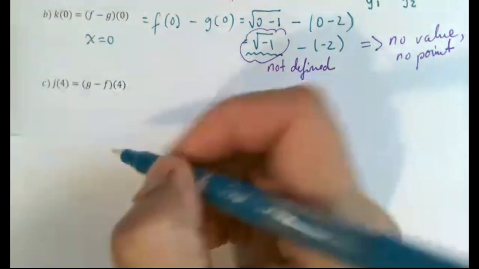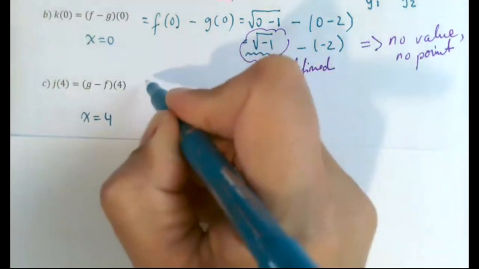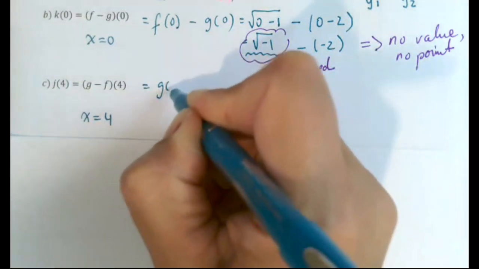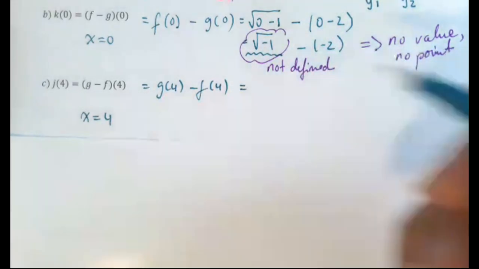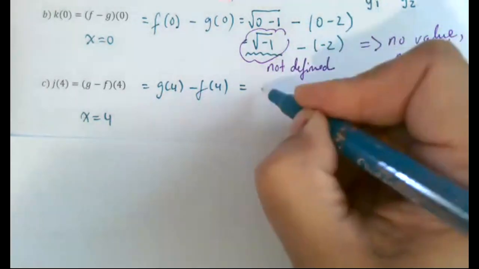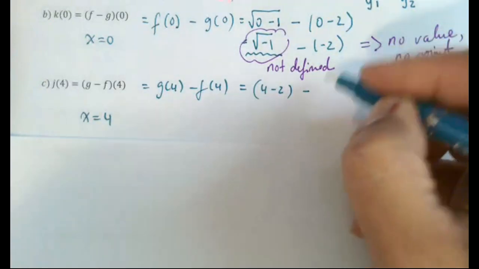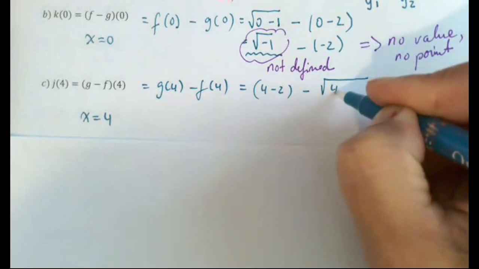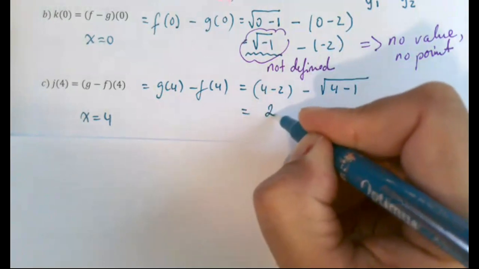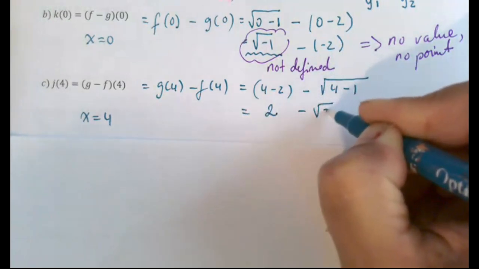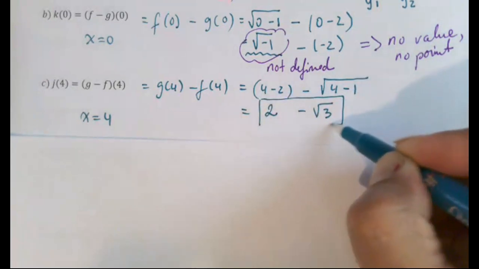J at 4. So x equals 4. We're doing g at 4 minus f at 4, which equals g at 4, 4 minus 2, minus f at 4, square root of 4 minus 1. That's 2 minus square root of 3. And we can just leave it alone.